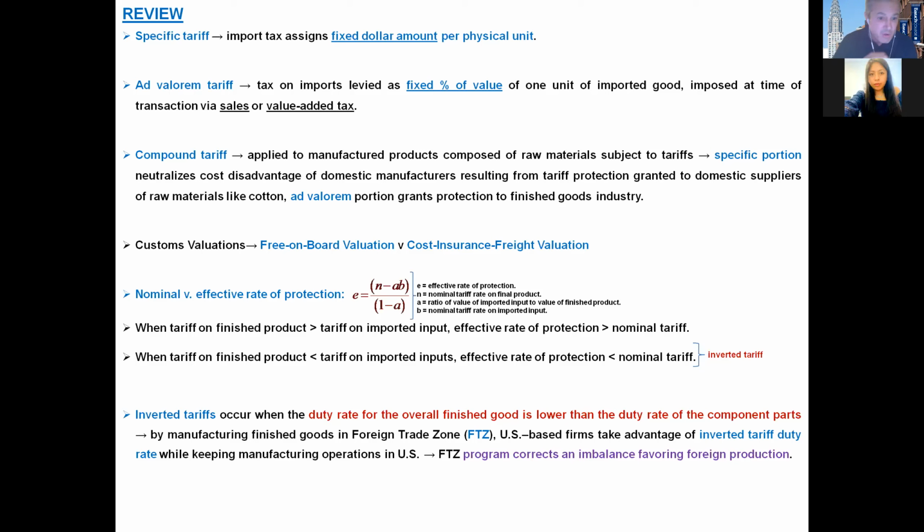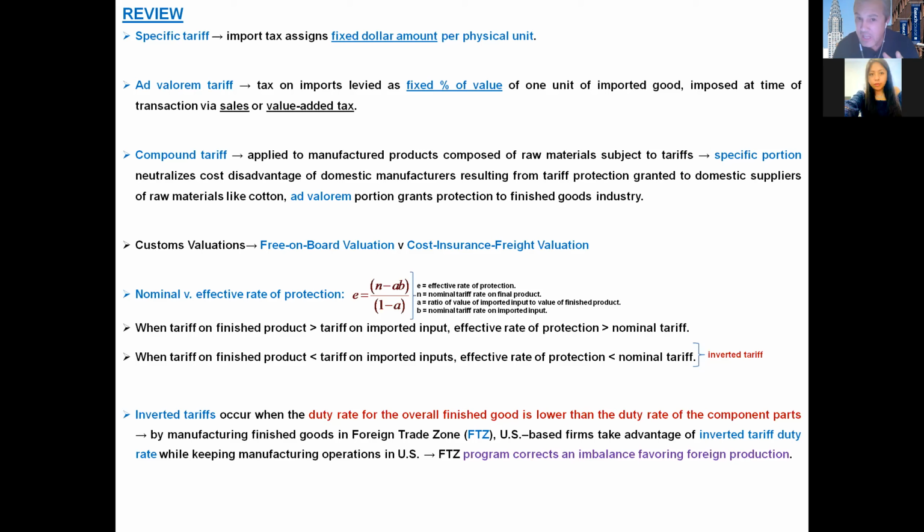Then we introduced the idea of nominal versus effective rates of protection, and we said what? The effective rates of protection take into consideration any tariffs on the inputs in the overall product. We said that if the tariff on the imported input is less than the nominal tariff, then the overall effective rate is going to be greater than the nominal tariff. In the case of an inverted tariff, where the tariff on the input is greater than the tariff on the finished good, then we know that the effective rate is going to be what? It's going to be less than the nominal rate.